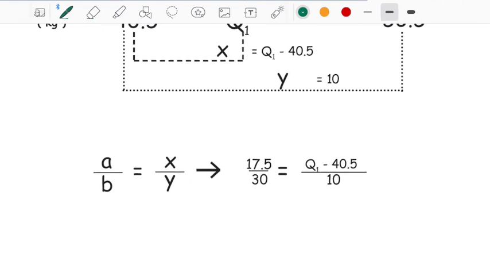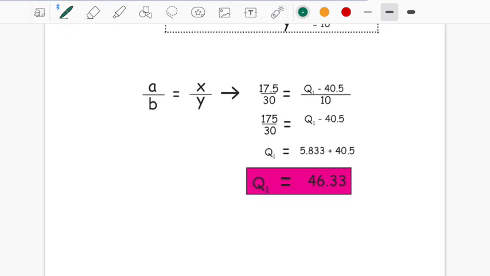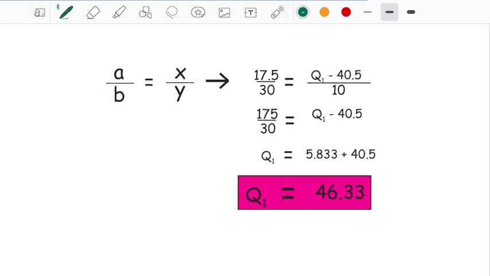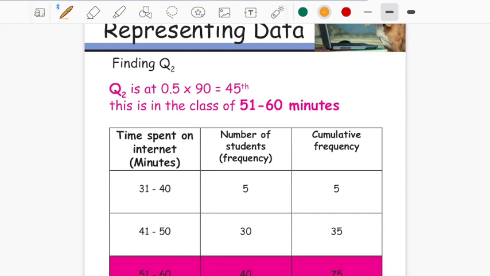Cross multiply. So simplify this and cross multiply that. You will get the value of Q1 as 46.33. Okay, this is how you find Q1. Then we move on to find Q2. Now I'm going to teach you how to find Q2. Again, I told you take 0.5 times the total frequency. You get the 45th position.